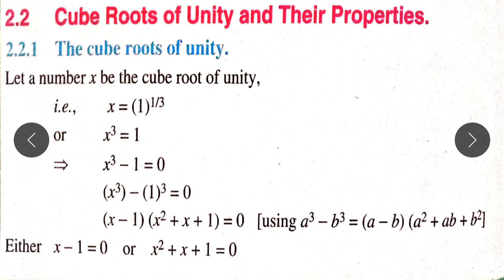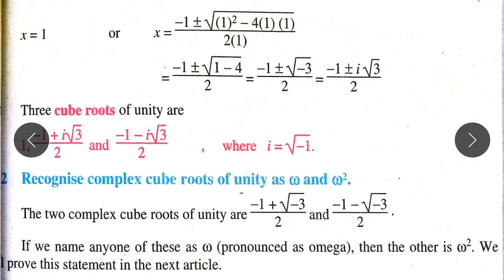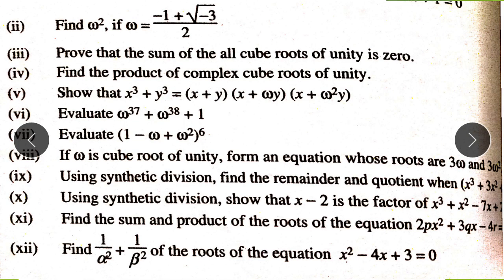The next topic of the unit, which was discussed in the previous classes, is cube roots of unity and their properties. In this topic we discussed that when we find the cube root of 1, as a result we will have one real root and two imaginary roots. Imaginary roots because of this minus sign inside the radical, which will result in iota and will make it a complex cube root of unity. Later on we discussed that these complex cube roots of unity are named omega and omega square for convenience. We have a question related to this topic.